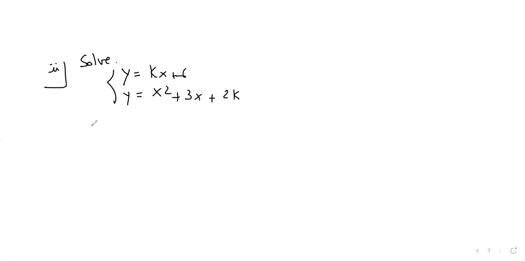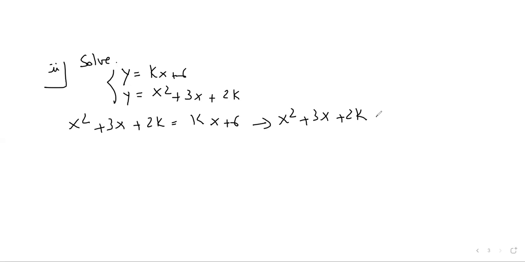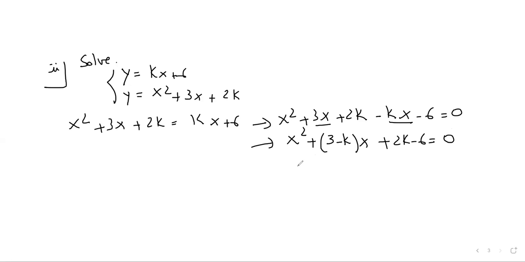So let's start by setting the equation. I have x squared plus 3x plus 2k is equal to kx plus 6. Now collect the like terms and write it in a better way. So I have x squared plus 3x plus 2k minus kx minus 6 is equal to 0. So in terms of x squared, I only have the first term. For x, it will be 3 minus k times x. And then I have 2k minus 6 is equal to 0. So this is a quadratic equation. A is equal to 1, B is equal to 3 minus k, and C is equal to 2k minus 6.